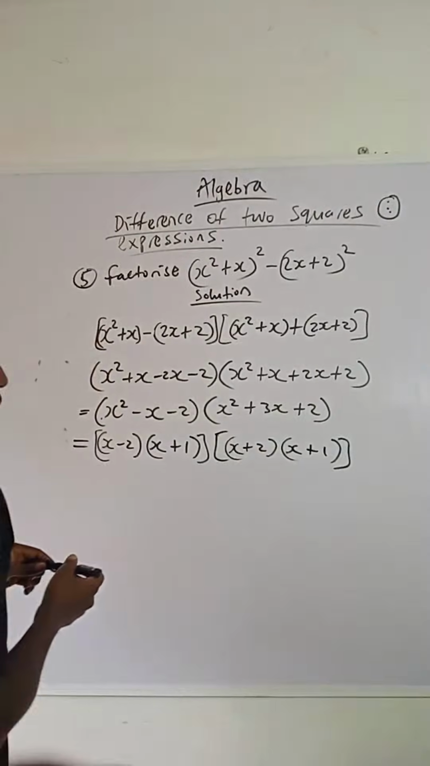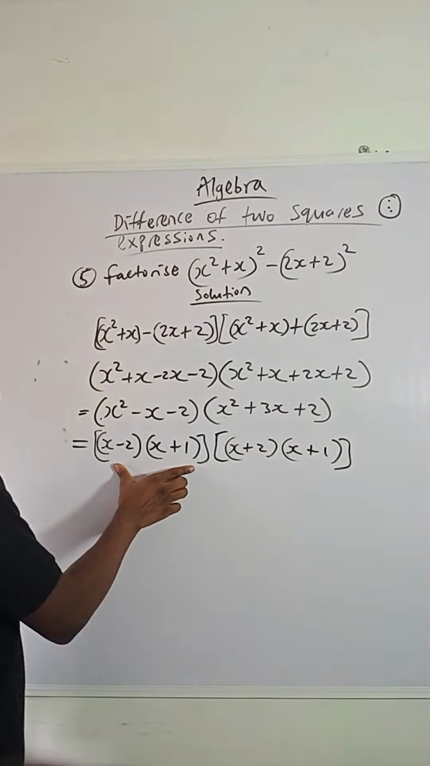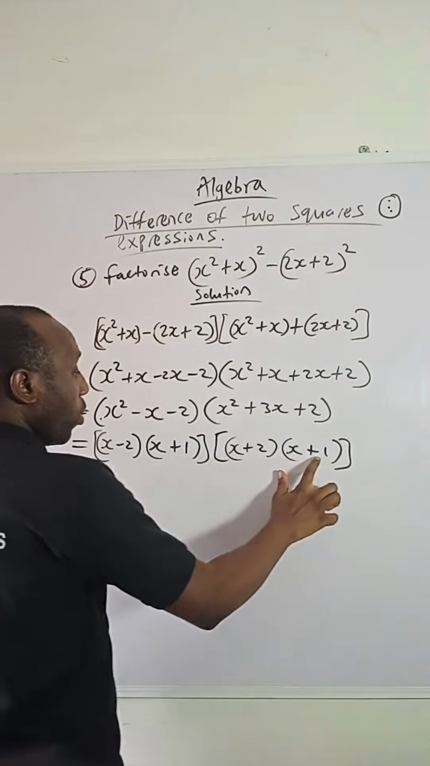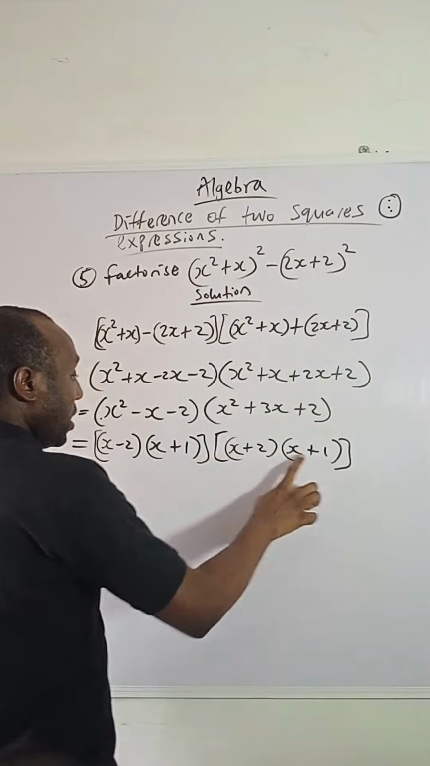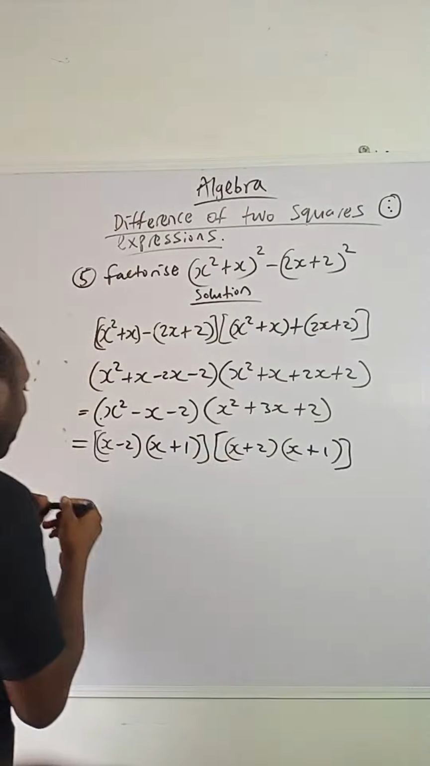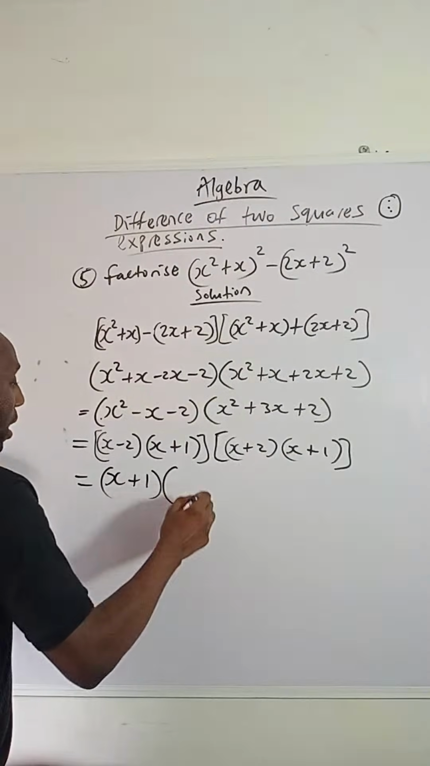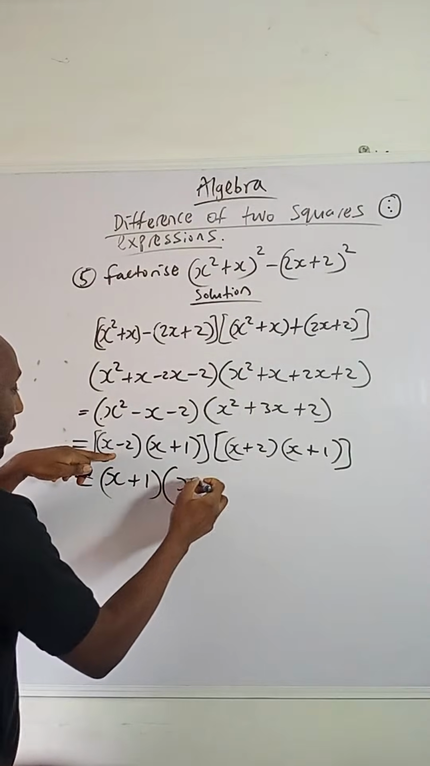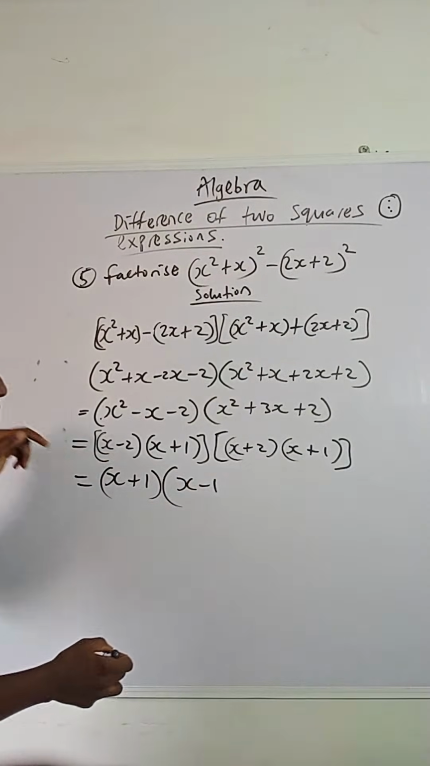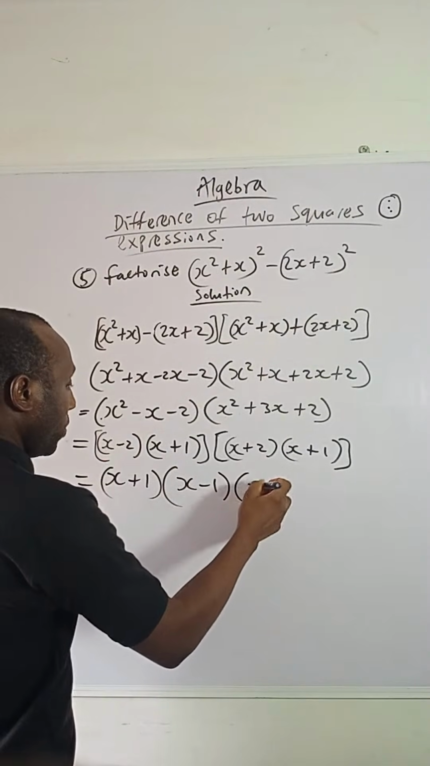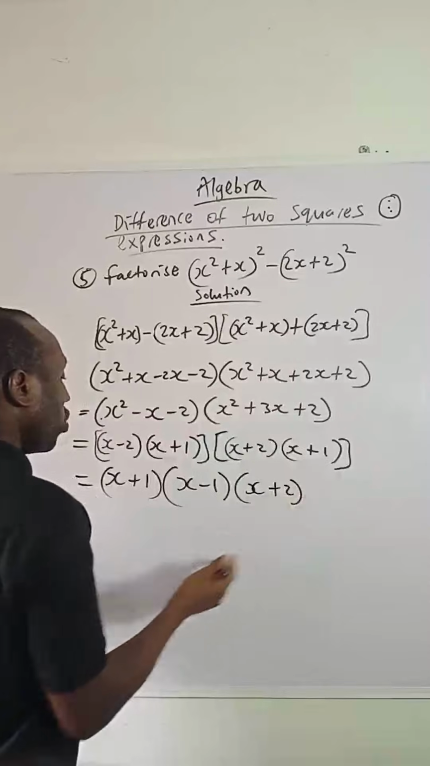Now, when you check this first big bracket and second big bracket, we have x plus 1 common in both of them, right? You see it now. X plus 1 is common. So let's factor that out. You're going to have x plus 1 in bracket. And then what we have left, so this is x minus 1, right? And then what? X plus 2. Yes. So this is going to be your final answer.